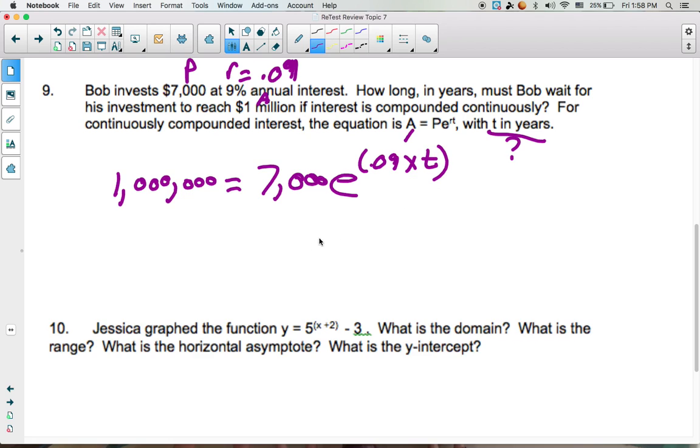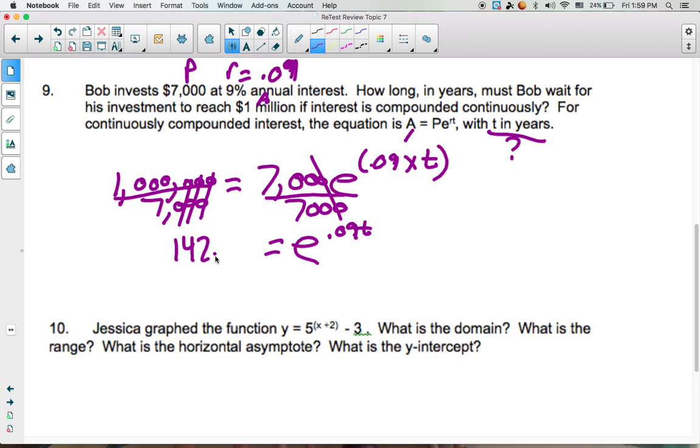What we need to do is solve this equation for the letter t. T is trapped in the exponent, so we've got to get it out of that exponent. But before we do, let's get rid of the 7,000. This is 7,000 times, so I'm going to take each side and divide it by 7,000. That's going to give me e to the power of 0.09 times t. Over here, I'm going to cross out 3 zeros. It would be 1,000 divided by 7, which is going to give me 142.86.